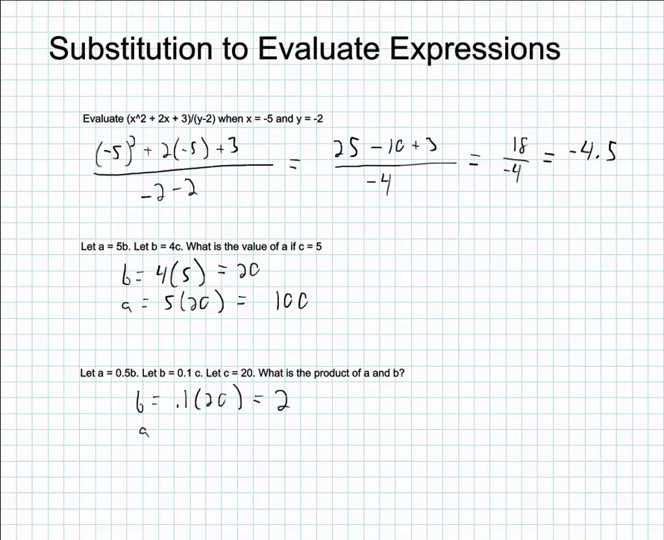And then A is equal to 0.5b. We can substitute in that 2 there. So A is equal to 1. And now we didn't want to figure out A, we actually wanted to figure out what is the product of A and B. So A times B is equal to 1 times 2. So that just equals 2.